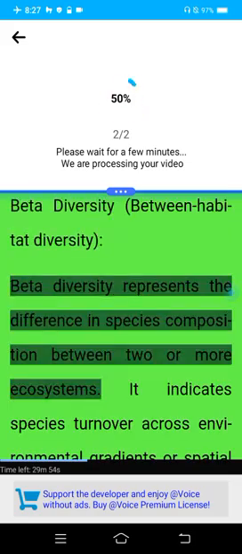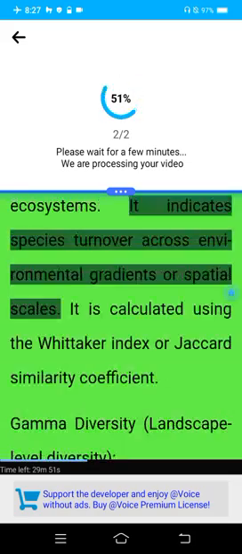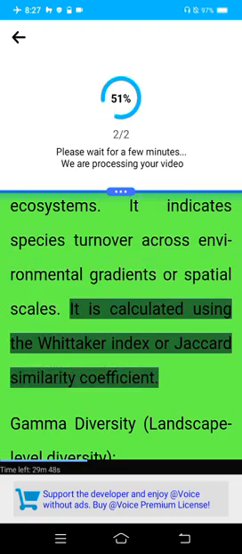Beta diversity between habitat diversity. Beta diversity represents the difference in species composition between 2 or more ecosystems. It indicates species turnover across environmental gradients or spatial scales. It is calculated using the Whittaker index or Jaccard similarity coefficient.